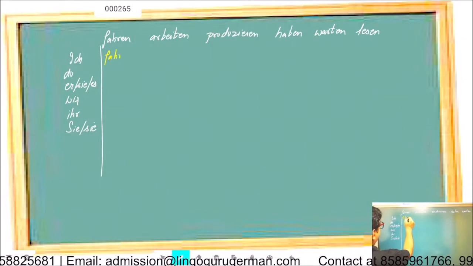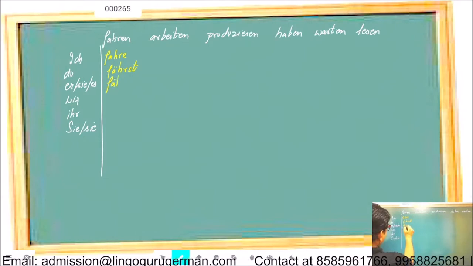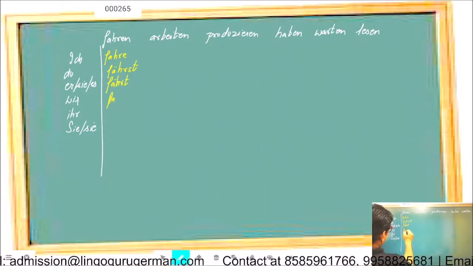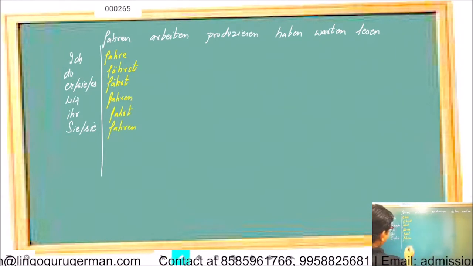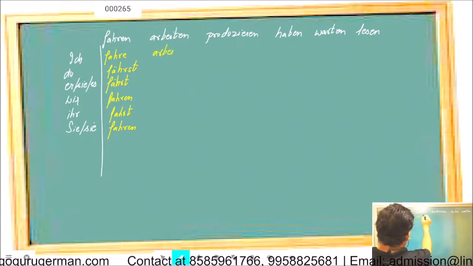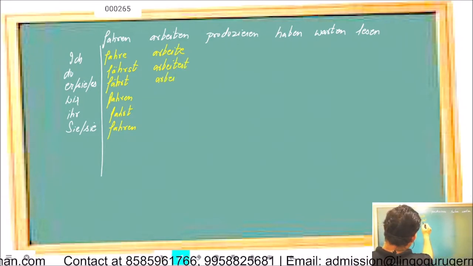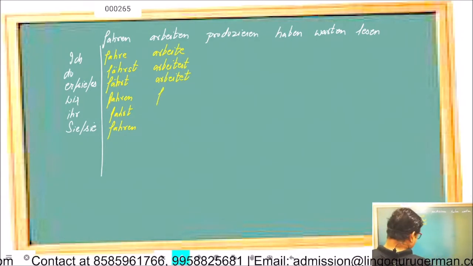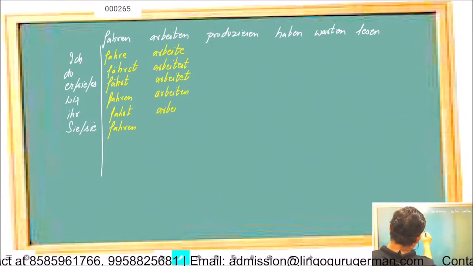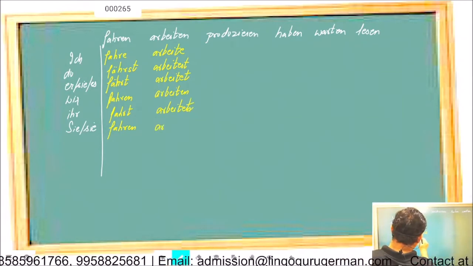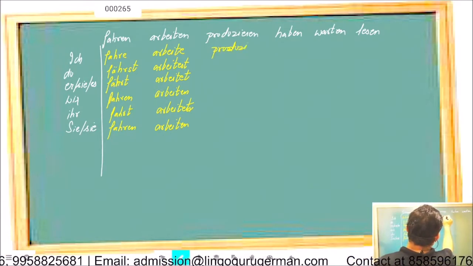So, ich fahre, that's my regular verb, du fährst, sie, es fährt, wir fahren, ihr fahrt, sie fahren. Ich arbeite, arbeitest, arbeitet, arbeiten, arbeitet, and arbeiten.